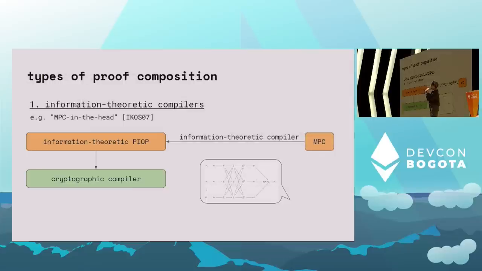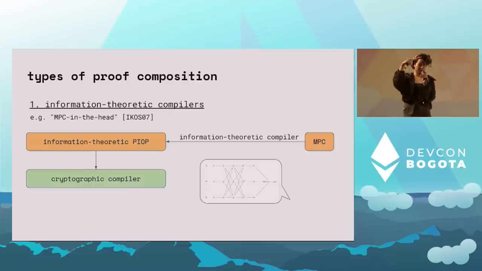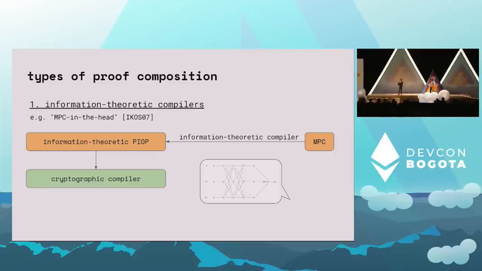Now, we can do pretty funny things composing these pieces. I've thought of three cases. The first one is information theoretic compilers, and an example of this is MPC in the head. What this does is it converts one information theoretic protocol to another one. In this case, it's the prover pretending to run a multi-party computation in her head. So she's really simulating the multiple views in an MPC and committing to those views. And now the verifier is only checking the outer protocol, being the MPC, instead of checking the inner protocol, which is the ZK proof. So this is one very interesting way to compose proof systems.